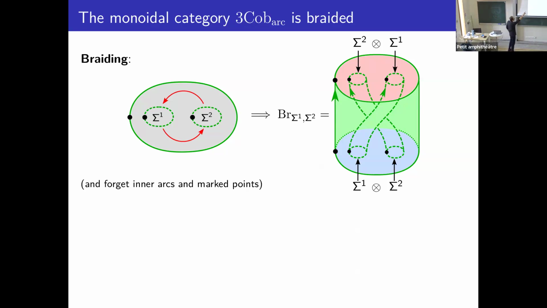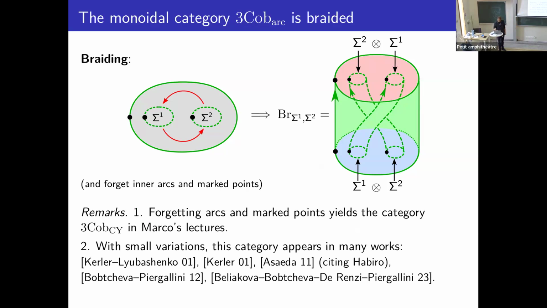In this picture, of course, you have to forget the inner arcs and marked points. So all that is dotted, the dotted arcs, you forget them, and the inner marked points, you forget them. You only remember the ones on the boundary. Okay, so in this way, you get a braided monoidal category, which is the source category for our TQFT.